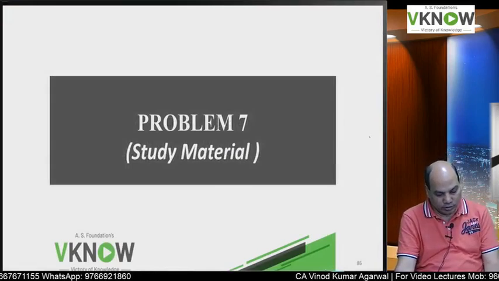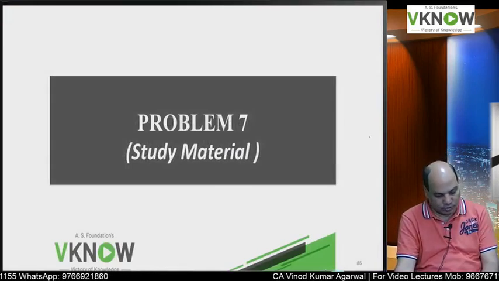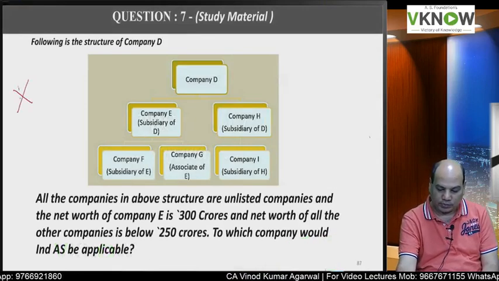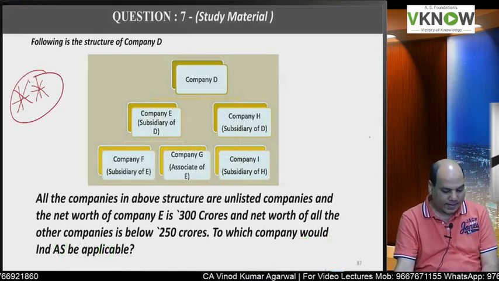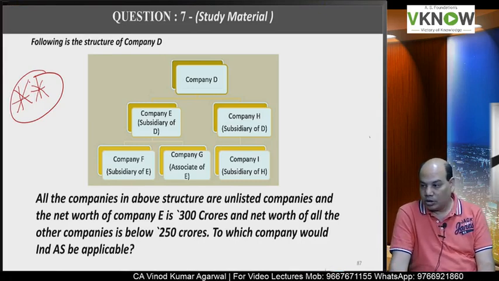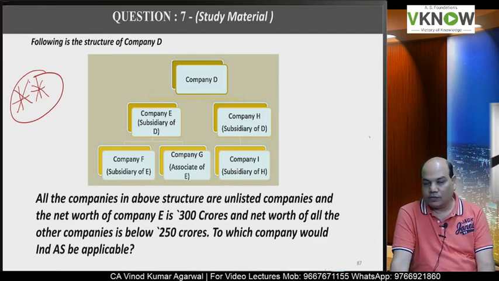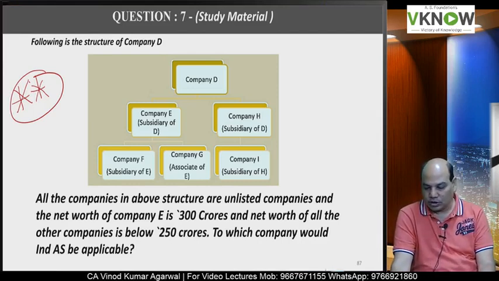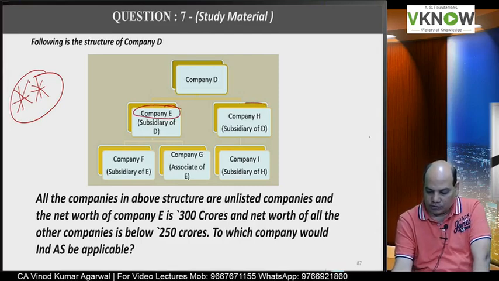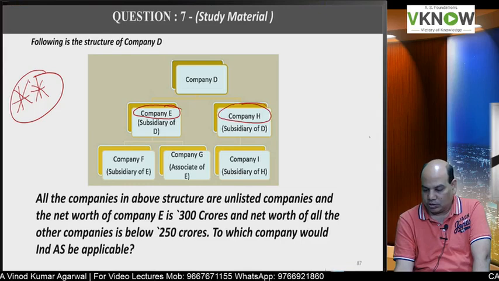One more question we'll take. Question number 7. Why 7? 6 we have done. Very good question. Write down, important. Question 7 is important. Question number 3 was important. 2 and 3 were similar. Following is the structure of company D. There is a company D. It has a subsidiary E. It has another subsidiary, H. Two subsidiaries are there, E and H.